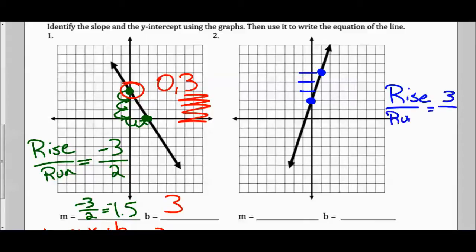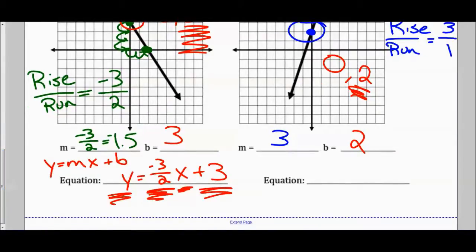And our run is how much it's going over. It just jumps over 1 space. So our rise over run is 3 over 1. Let's just simplify that. Let's just call our slope 3. We could leave that as a fraction if we wanted to, but we know that's just the number 3. The y-intercept is just this point. The coordinates there are 0, 2. So our y-intercept is 2. And the last step is just writing that into the equation. Y equals mx plus b, y equals 3x plus 2.